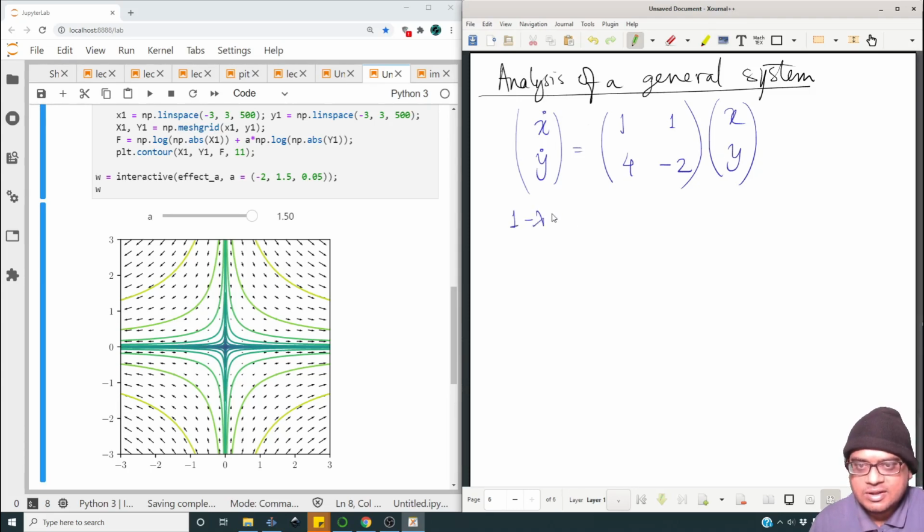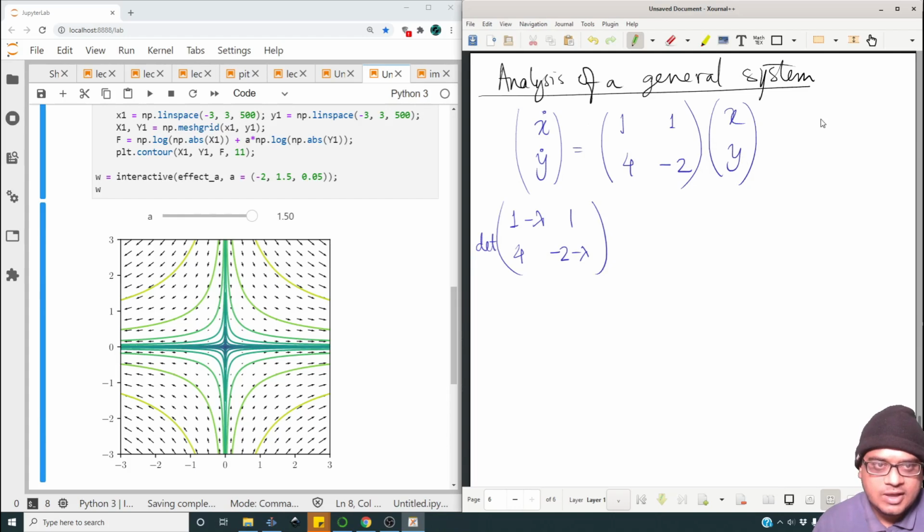So the matrix is 1 minus lambda, 1, 4, minus 2 minus lambda. The determinant of this will be 0. So when we have a matrix A, the eigenvalues are found using the determinant of A minus lambda I equal to 0. I'm not going to discuss this elaborately, but I'll just give a small proof towards the end.